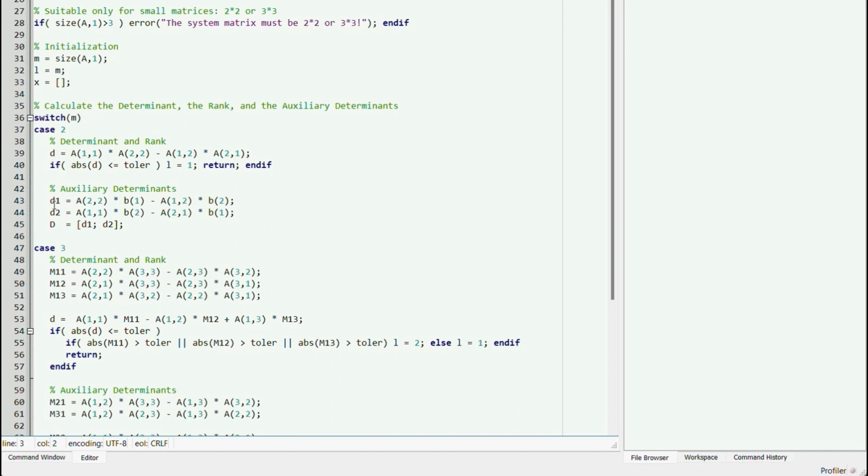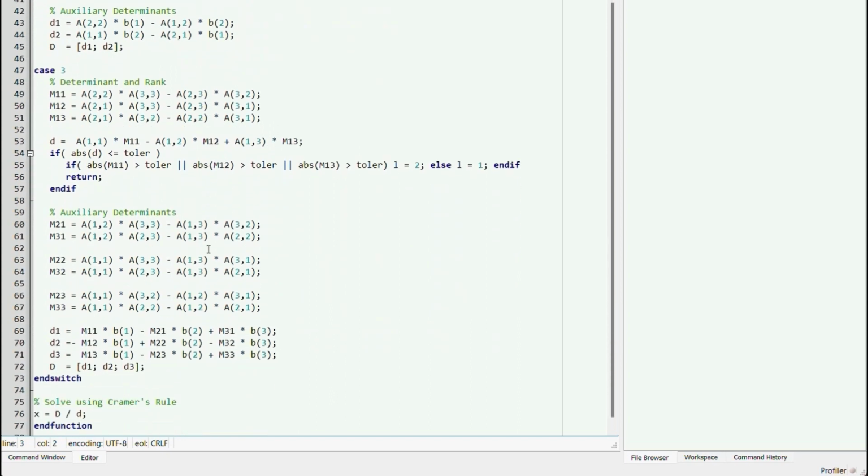Otherwise we calculate the auxiliary determinants using the vector B, and we put the two auxiliary determinants, D1 and D2, in a column vector. We have called it D, so D contains the auxiliary determinants. We do the same with rank equal 3, but here more calculation.